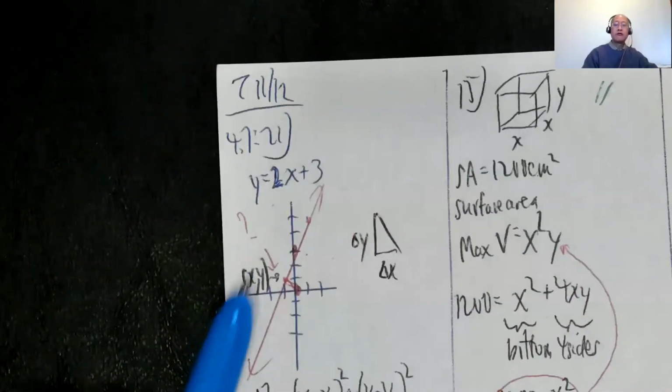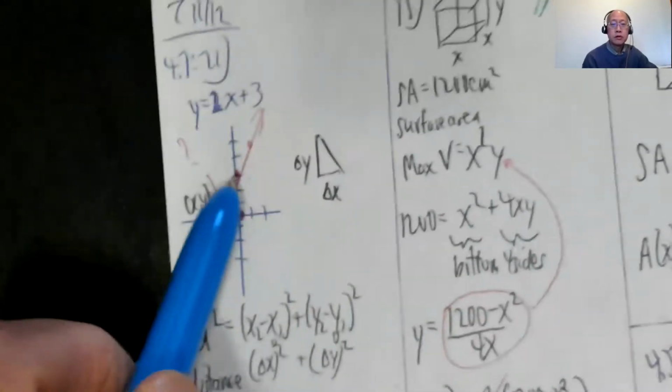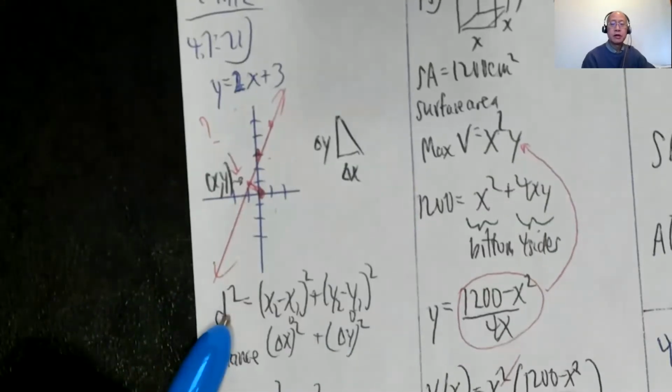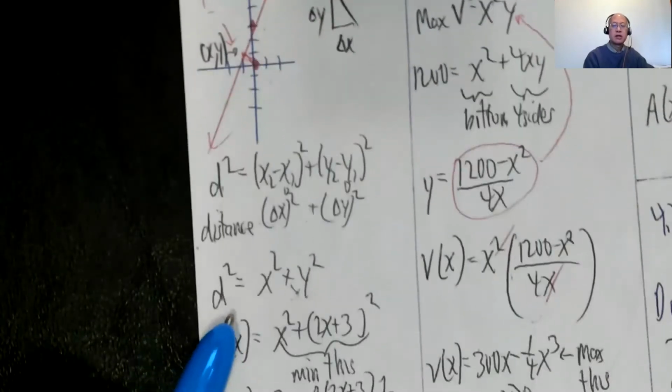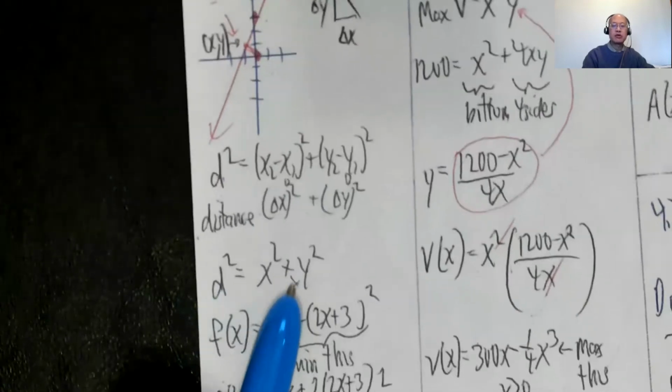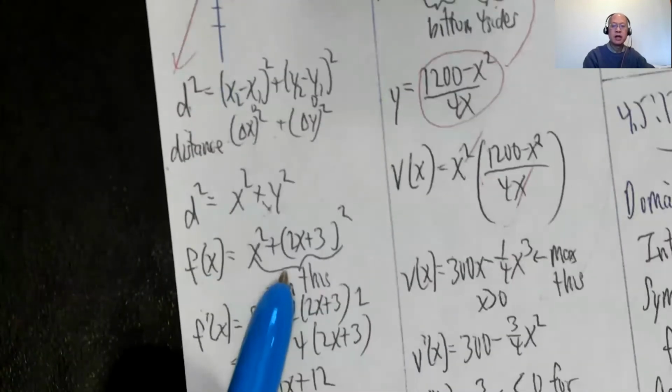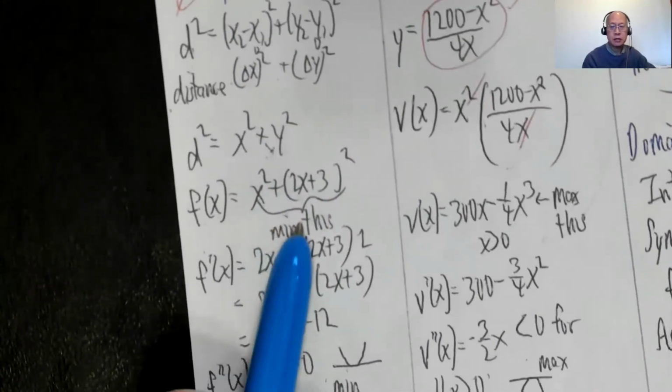Okay, 4.7. Find the point closest to the origin. So y equals 2x plus 3. The square of the distance is delta x squared plus delta y squared. In this case, it's just x squared plus y squared, but y is 2x plus 3, squared. So I'm trying to minimize this.